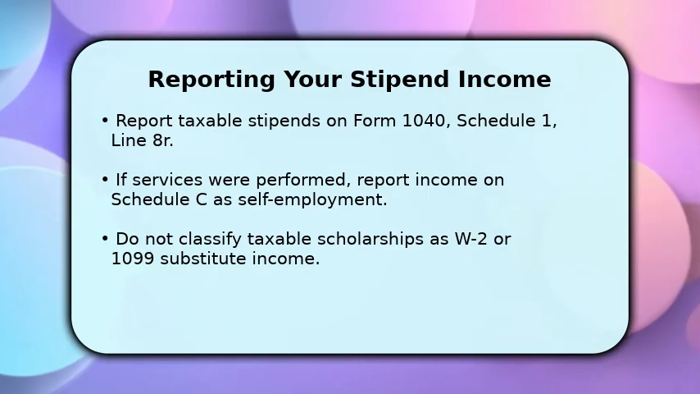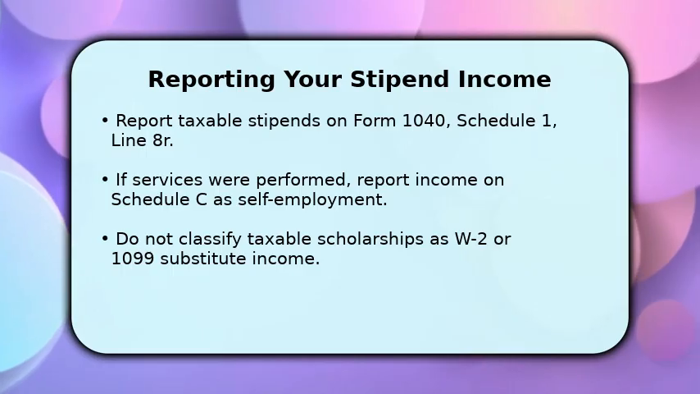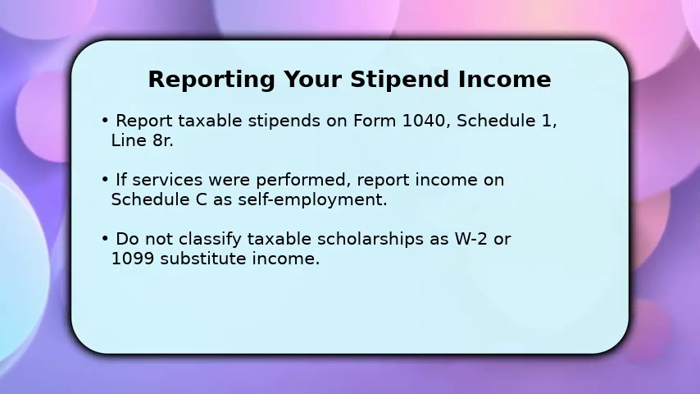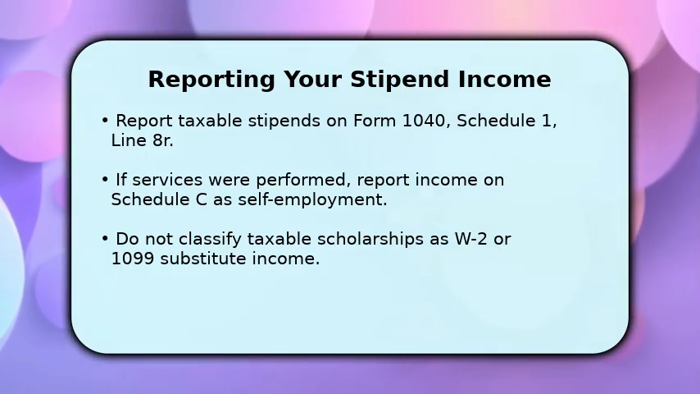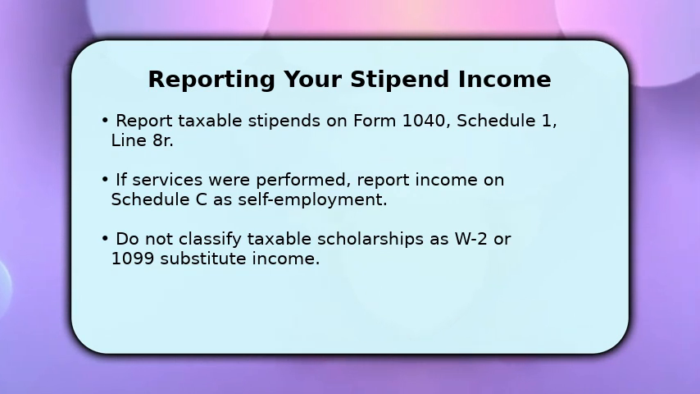If you received a Form 1099-MISC or 1099-NEC for services, it might be considered self-employment income, requiring a Schedule C. Be careful not to mistakenly report taxable scholarship income as substitute W-2 or 1099 income, as this can lead to incorrect tax calculations.